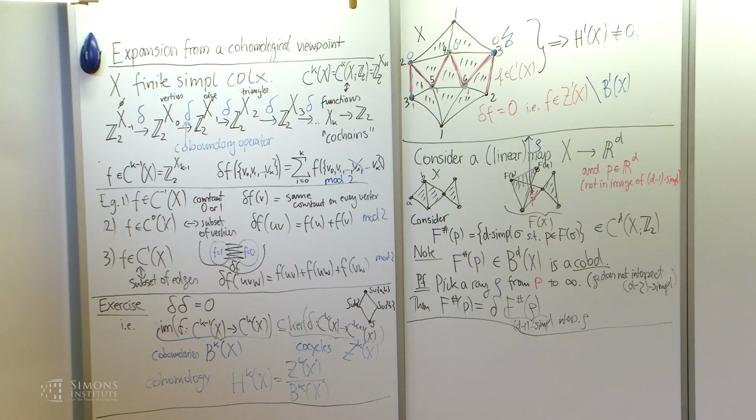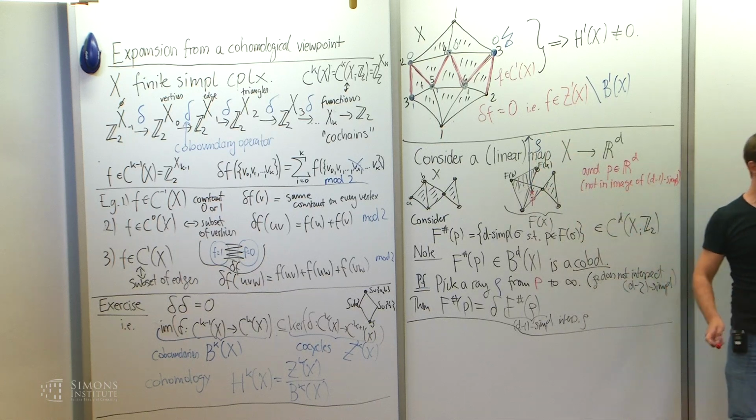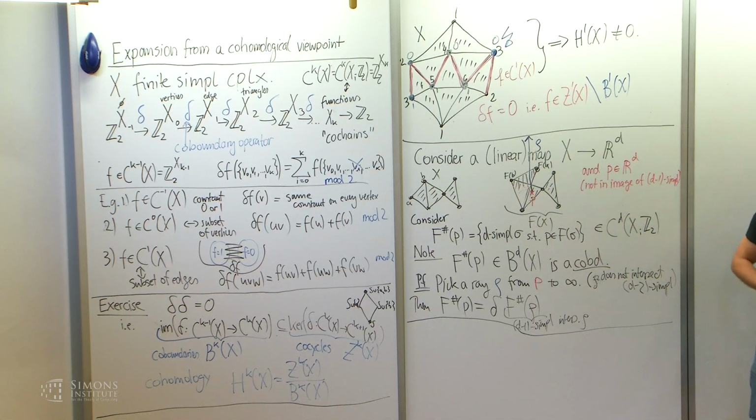So you can play this game in much more generality, as I said. Instead of a linear map, you can take an arbitrary continuous map, or let's say a piecewise linear map. You can subdivide your complex first and then map it. You can also, instead of a single ray, think of some more complicated curve that escapes to infinity, and the same reasoning will apply.